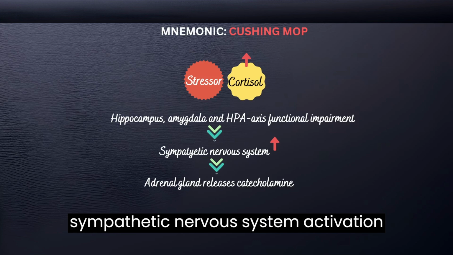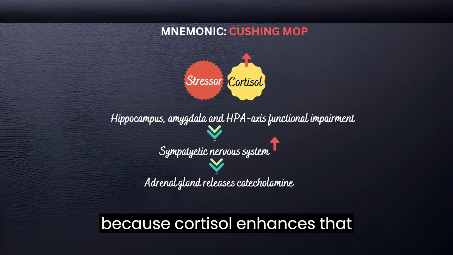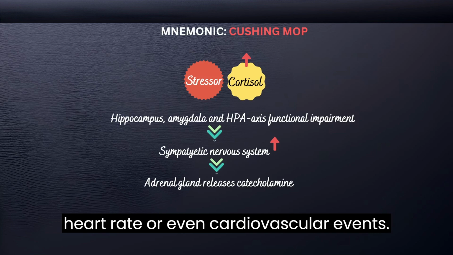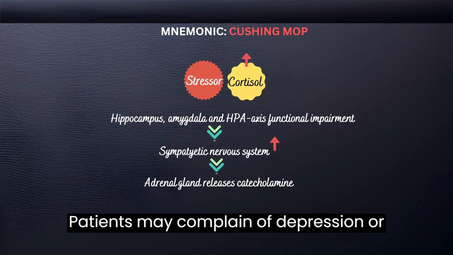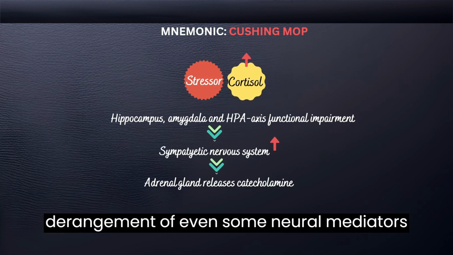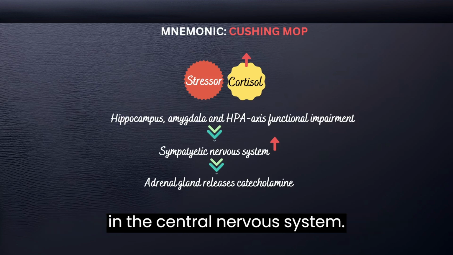So there is a sympathetic nervous system activation because cortisol enhances that catecholamine effect. There can be a high heart rate or even cardiovascular events. Patients may complain of depression or even psychosis as a result of the derangement of even some neuromediators in the central nervous system.